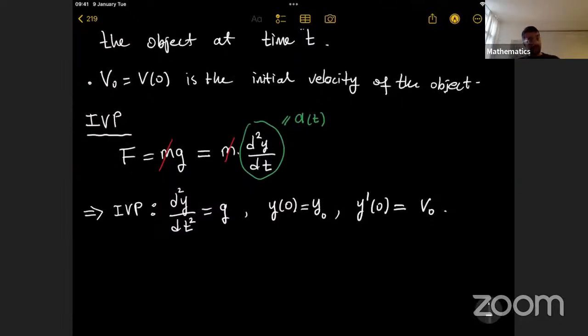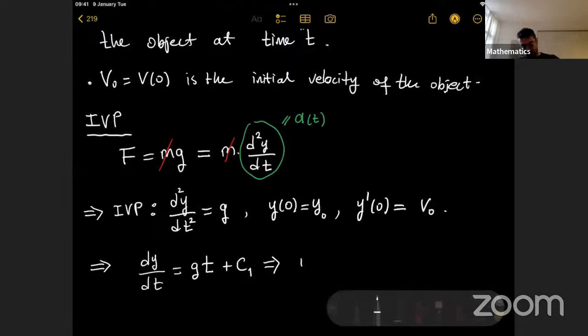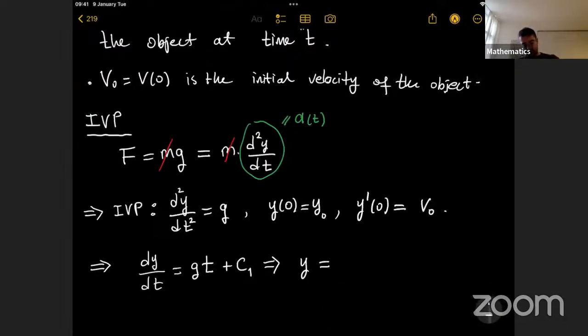So let's solve this differential equation quickly. It's an easy differential equation. You integrate basically left-hand side and right-hand side. So it becomes dy/dt is equal to g times t plus a constant. Let's call this c1. C1 is a constant. Integrate this again, and it becomes y is equal to g t squared over 2 plus c1 t plus c2.